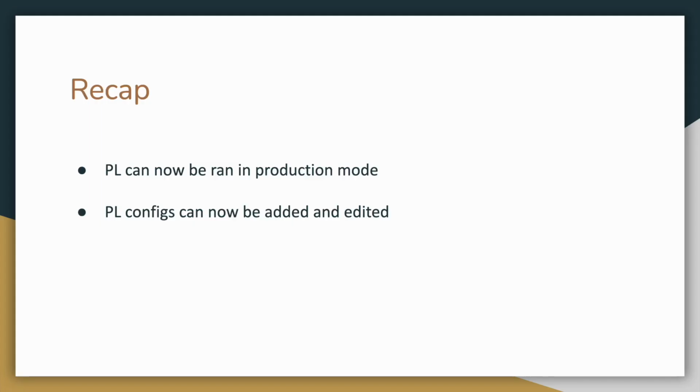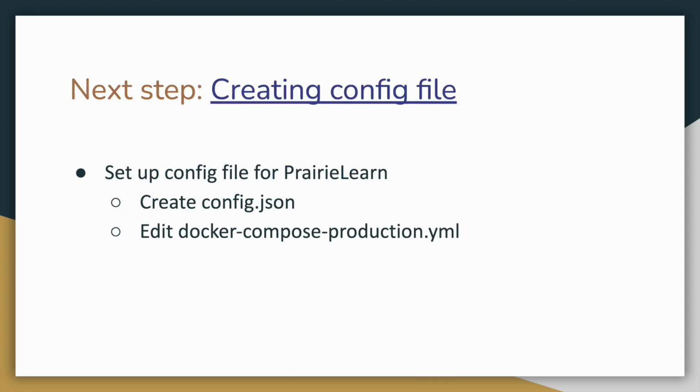That is it. So recap of the walkthrough, PrairieLearn can now be run in production mode, and the PrairieLearn configs can now be added and edited. The next step will be creating the config file. In this config file, we're going to be creating the config.json and editing the Docker Compose production.yml to actually read this config file.